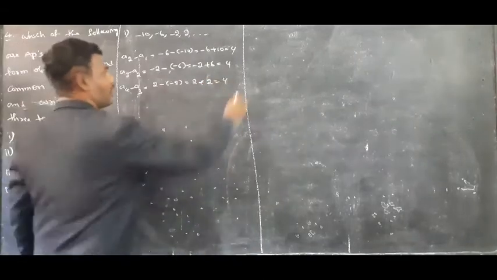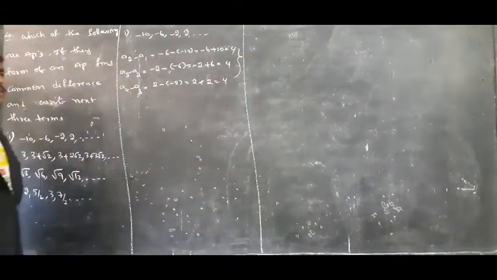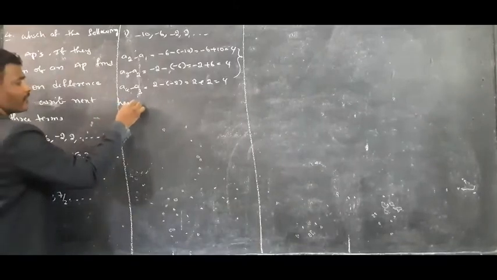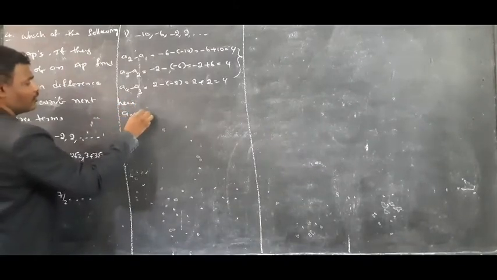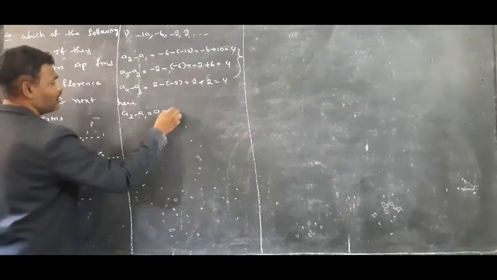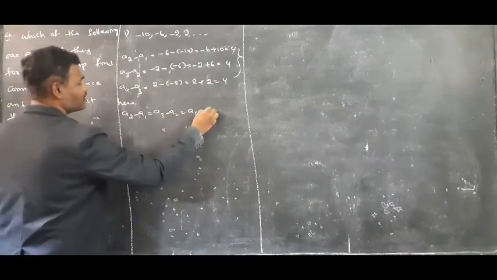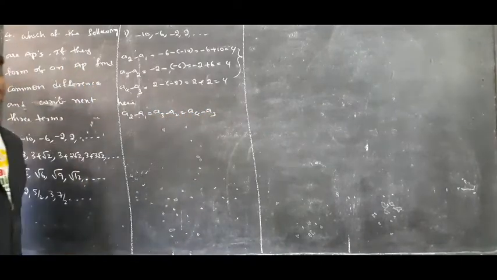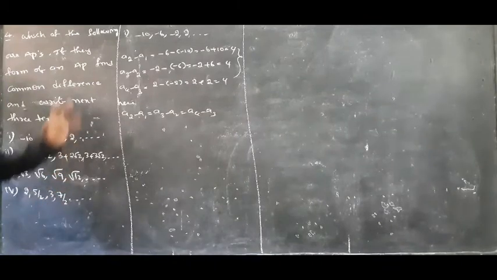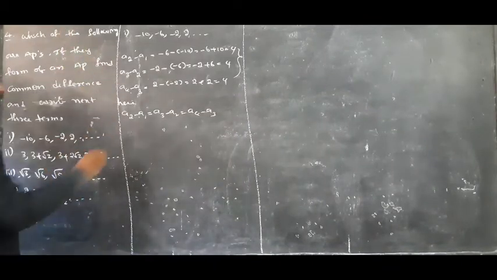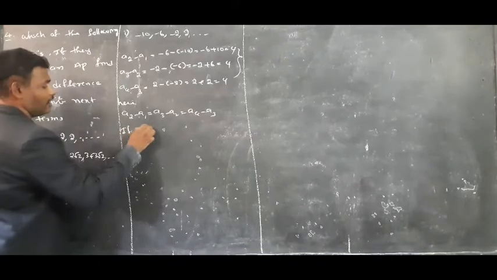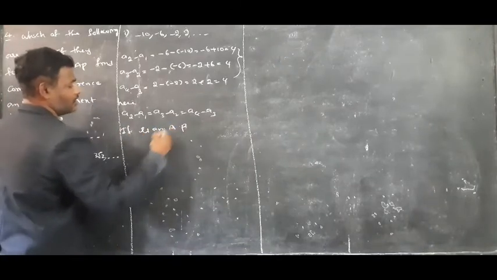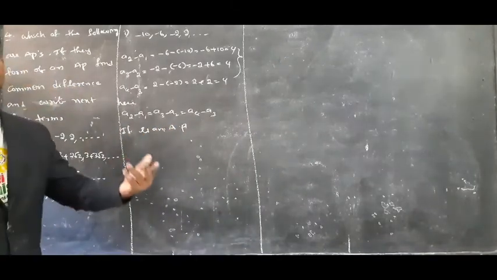So here every time the common difference is equal. The difference A2 minus A1 is equal to A3 minus A2 is equal to A4 minus A3. Here the common difference is equal, so it forms an AP. It is an AP series. Now I need the next 3 terms.